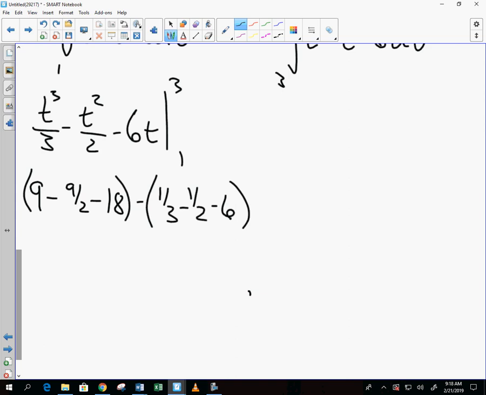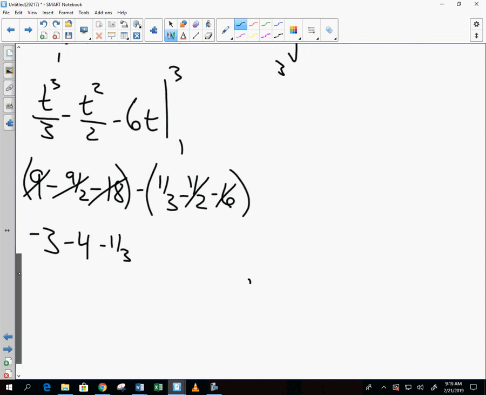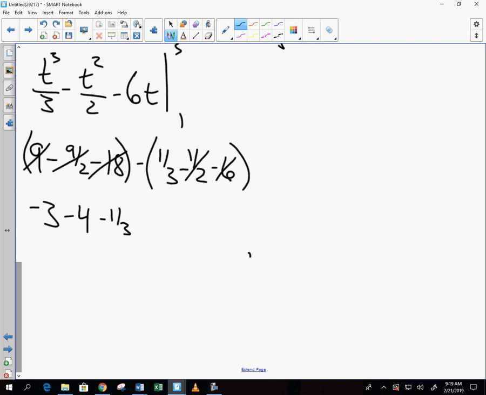Good job. All right. 9 minus 18, negative 9, minus negative 6. So I would add 6 and I get negative 3 if I get rid of those guys. I got negative 9/2 minus negative 1/2. So it would be a negative 4. And then minus 1/3. So I got negative 3 minus 4 minus 1/3. Oh, wow. Good job. So negative 7 and 1/3, which is negative 22 over 3. We knew our answer should be negative.